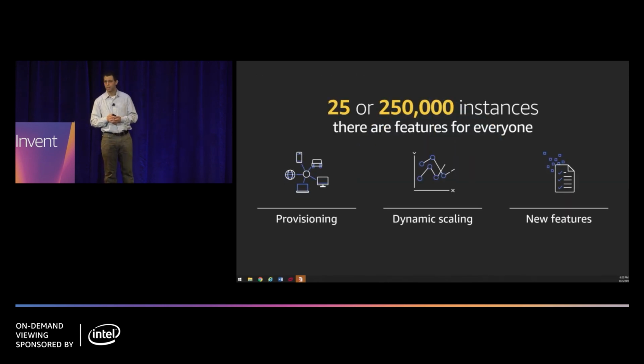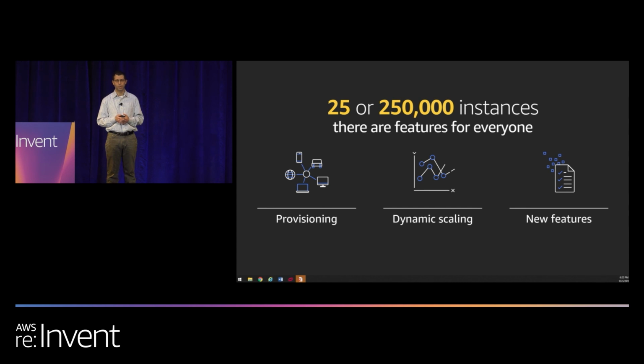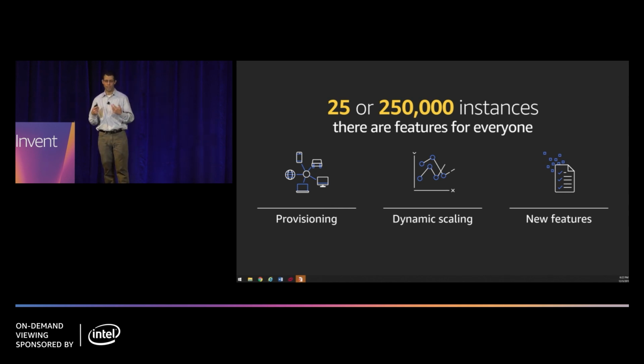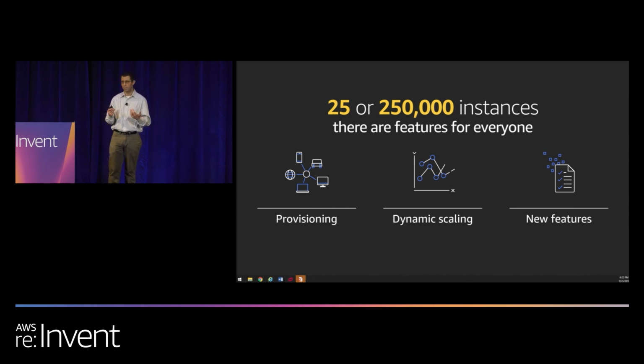And lastly, whether you have 25 or 250,000 instances, autoscaling has features for everyone. We use it at Netflix. We rely on it extensively, and it allows us to focus more on our business use cases and think a little bit less about infrastructure. Thank you.